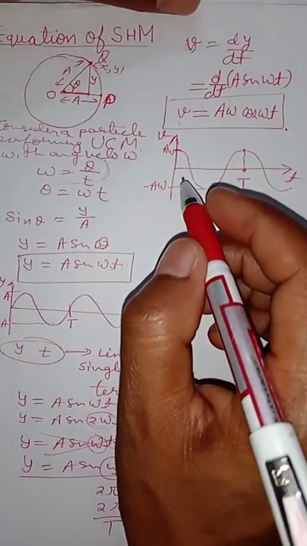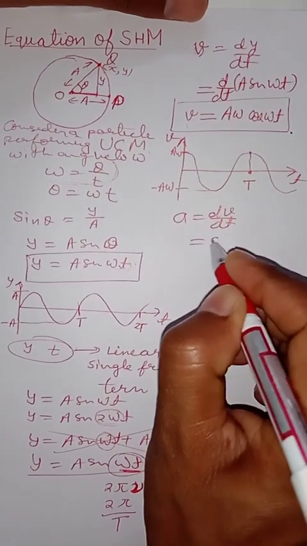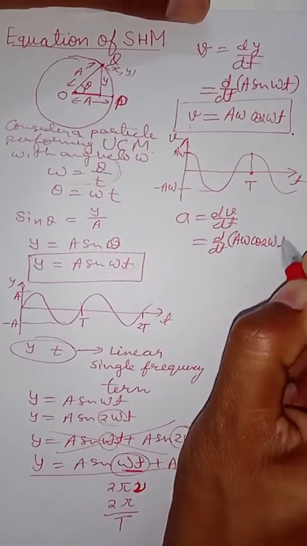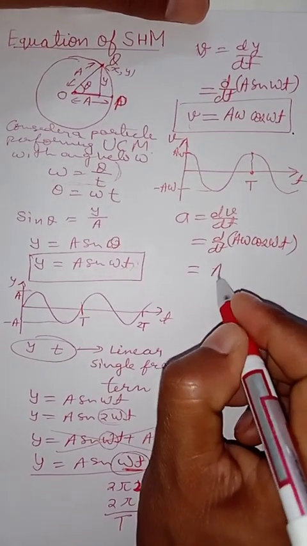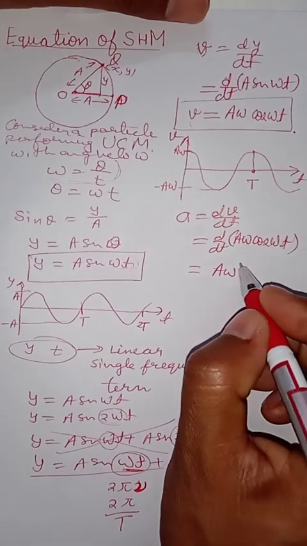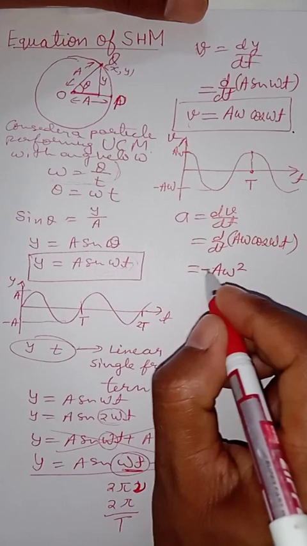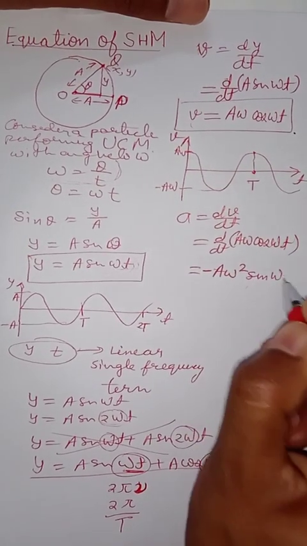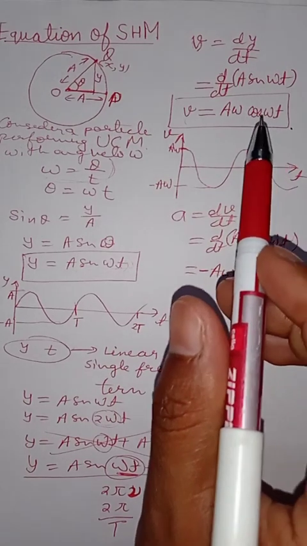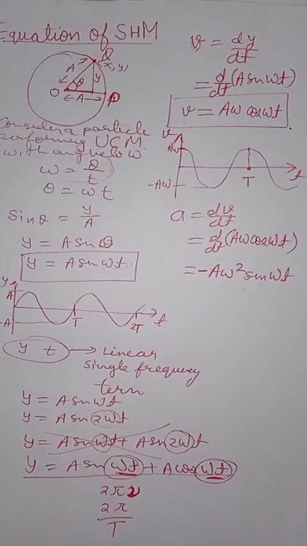And if we want to find acceleration, then it is dv by dt. So d by dt of a omega cos omega t, and now a omega is constant, then cos omega t, that bonus constant, so it will be omega square, and integration of cos is minus sine omega t. Remember, differentiation of sine is cos, but differentiation of cos is minus sine.